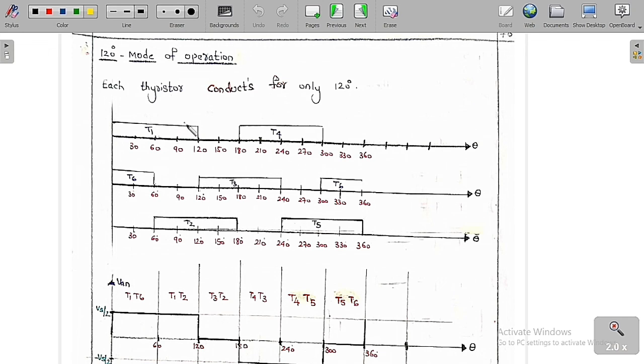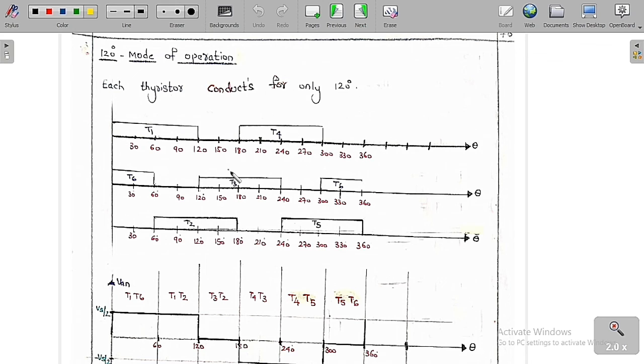So therefore I am going to draw 3 lines with respect to theta. So for each an angle of 30. I have already told you T1 is going to connect for only 120 degrees. The remaining 60 will be absent, means it is 0. It is not at all connecting. Again, from overall 180, up to 120 it is going to connect. The remaining period it is not at all going to connect. Again, from 180, T4 is going to connect for 120 period, and the remaining 60 it is going to become absent, means it is not at all going to connect.